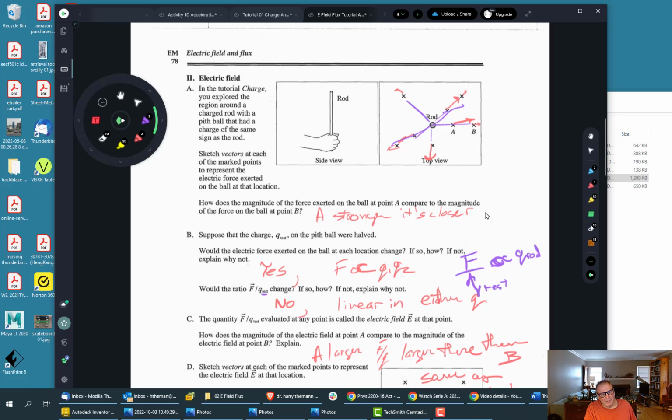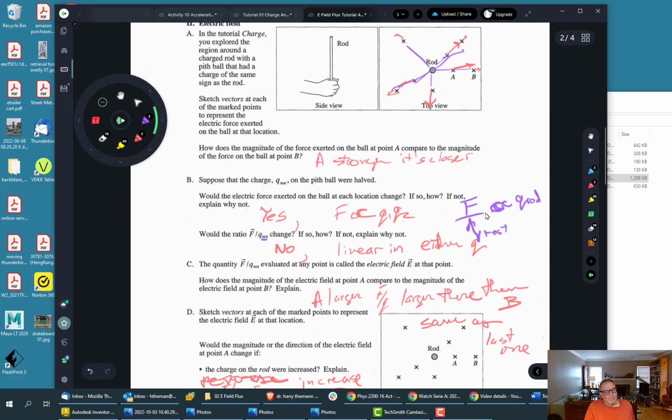If I write it like this, F over Q. If F over Q is equal to a constant, then F and Q are directly proportional. That's the way to say it. In this case, if I keep F a constant, then Q1 and Q2 are in inverse proportion, because if I increase one, then I have to decrease the other. But that's math. It's a little bit of physics, but it's not the physics of the situation.